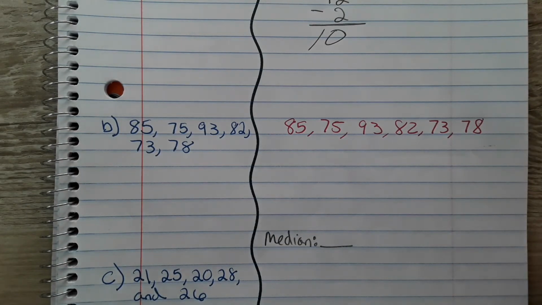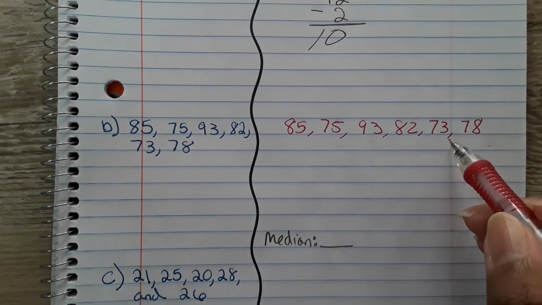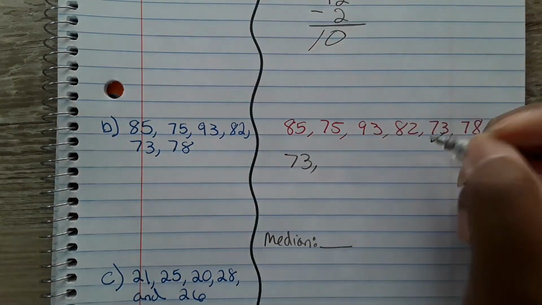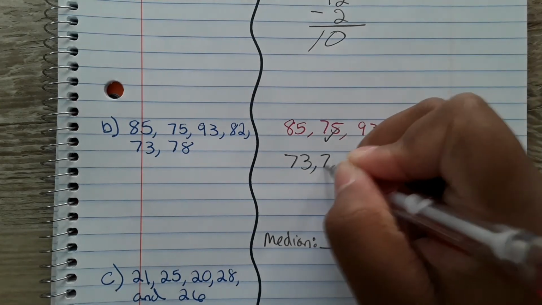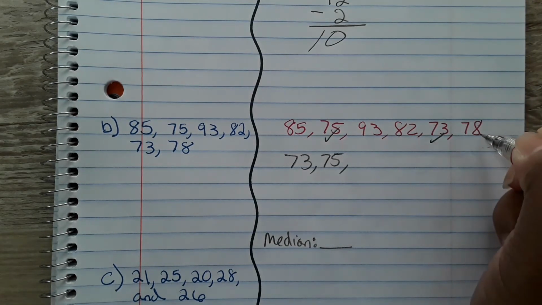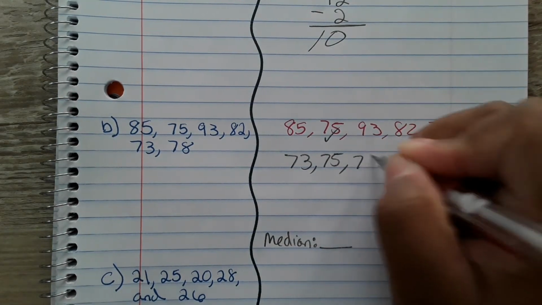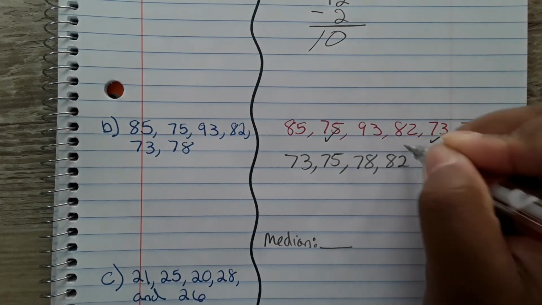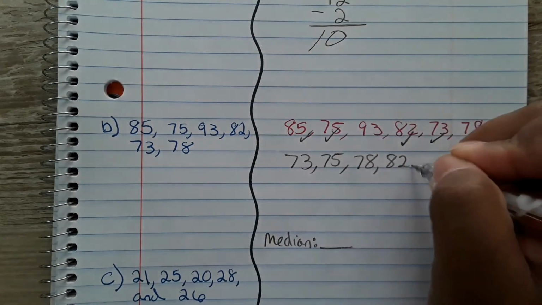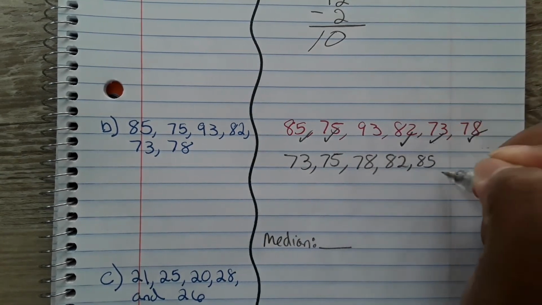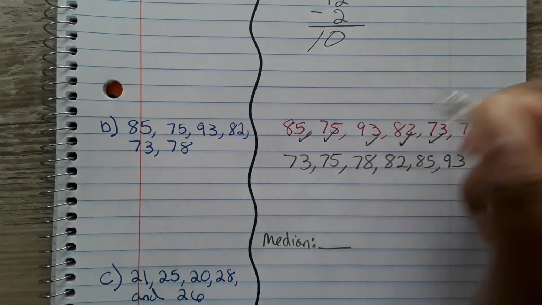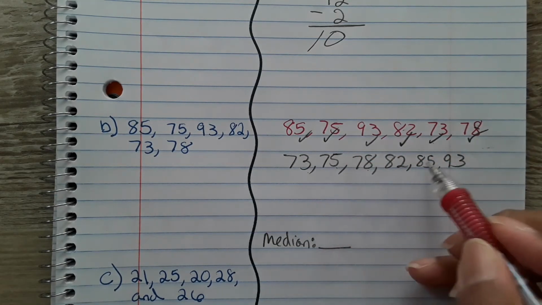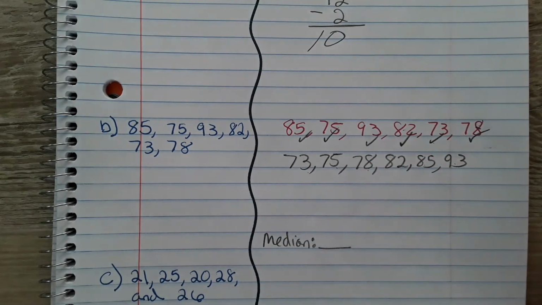So the smallest number I see is in the 70s, and that would be 73. Followed by 75. My next smallest number, 78. Then I am in the 80s now with 82. Followed by 85. And then my 93. So I had 1, 2, 3, 4, 5, 6 numbers ordered. So I didn't lose any.